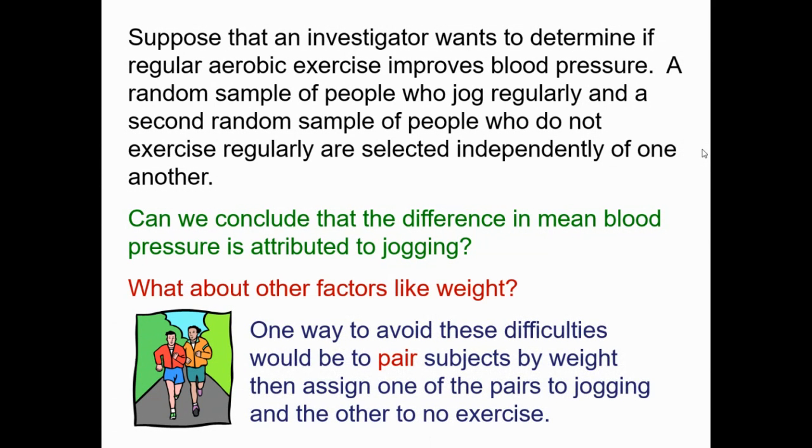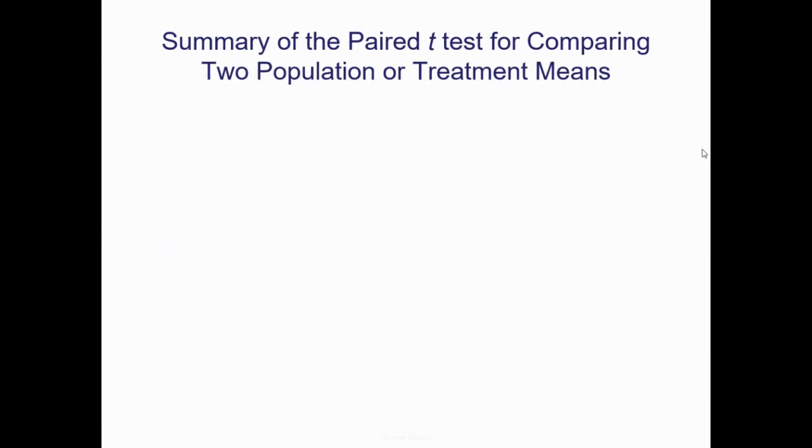So one way to avoid this difficulty of extra factors being involved is to assign one of the pairs to jogging and the other in the pair to no exercise. So we would pair them by weight, and then one jogs, the other does not. Then you can actually tell a difference. That's what this section is going to cover.